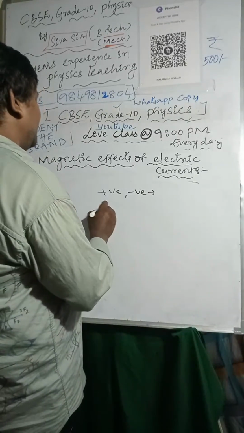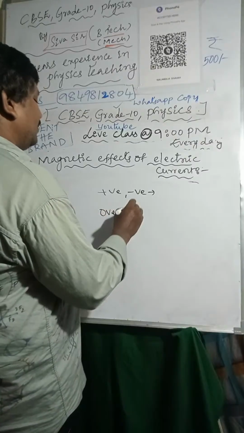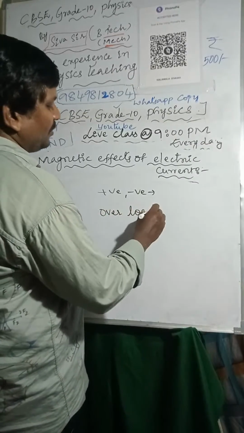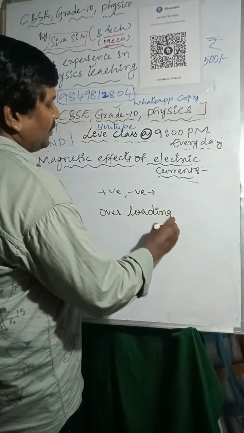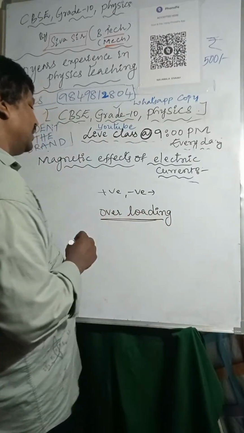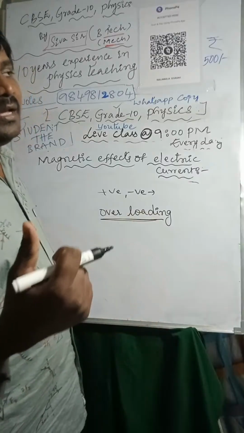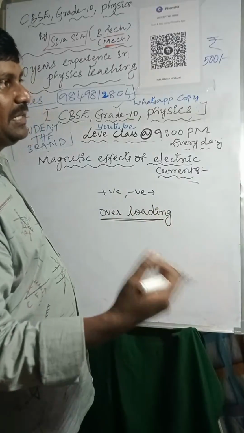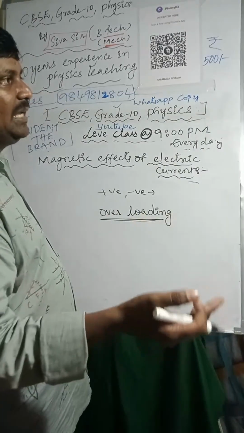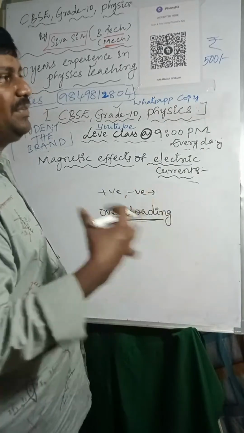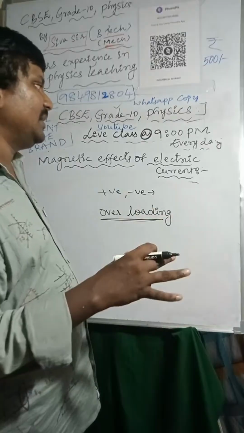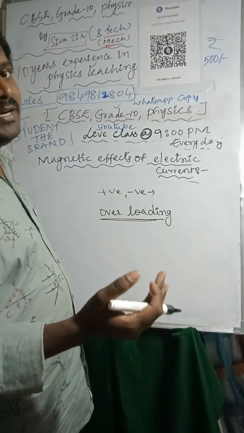Coming to overloading. Overloading is nothing but this: if heavy electrical appliances, high voltage appliances like a geyser, washing machine, grinder, AC, are on at a time, a heavy amount of current will be drawn from the mains.